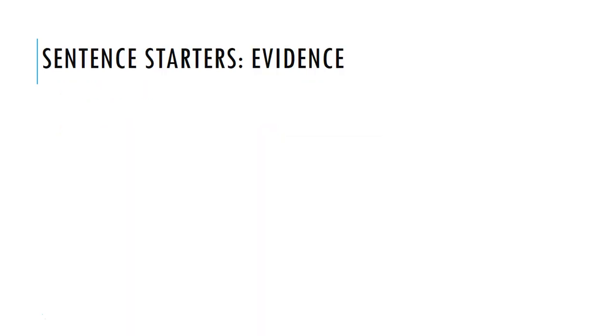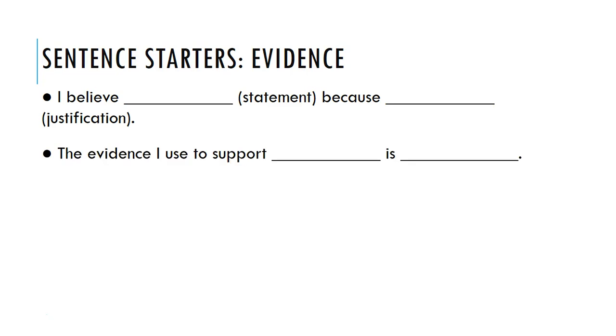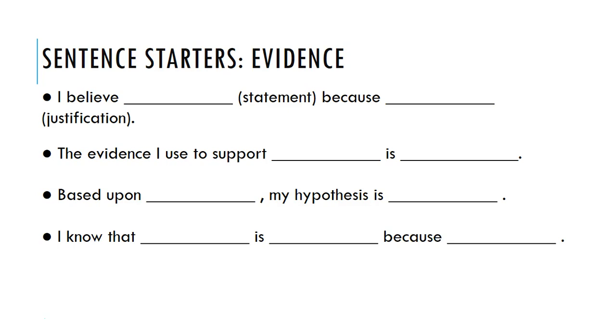Next, let's talk about some evidence sentence starters. Some evidence sentence starters you could use in a CER paragraph is I believe blank, which would be a statement, because of some sort of justification. The evidence I use to support blank is blank. Based upon blank, my hypothesis is blank. I know blank is blank because of something. And these are all pieces of different types of evidence. You can also say, based on blank, I think blank.